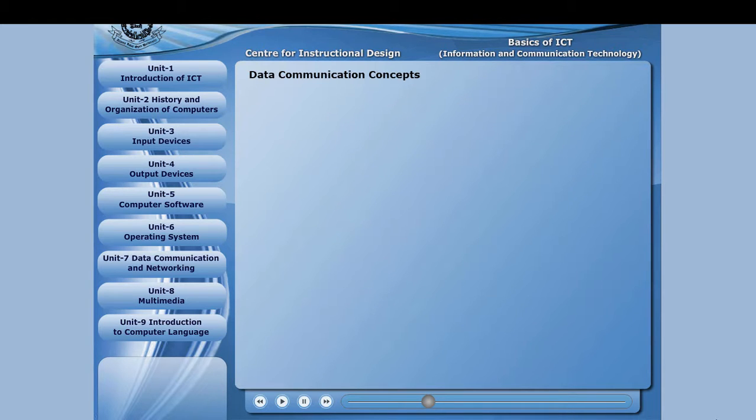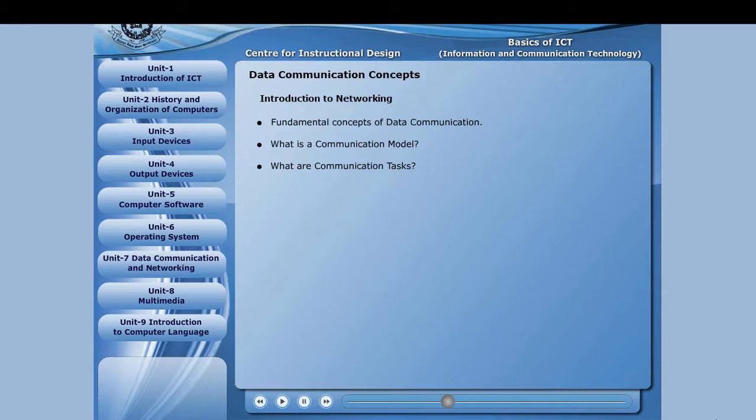Dear students, in this unit, we will introduce you with the fundamental concepts of data communication. Firstly, we will discuss what is a communication model and what are different communication tasks. Then, we will discuss different types of signal and data. We will also study bandwidth and channel capacity of a transmission medium. In the end of this unit, we will study different types of data transmission modes.